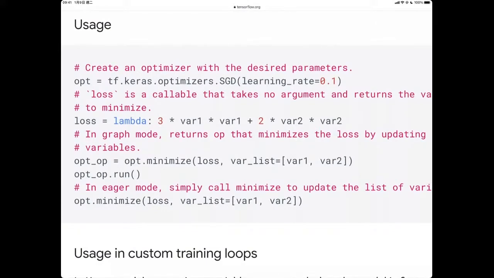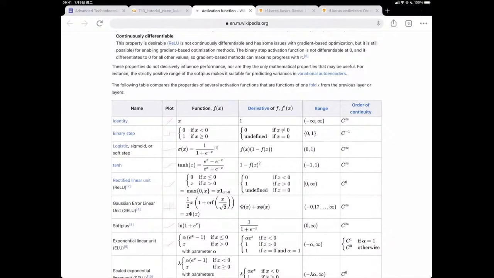OPT.minimize. In this example, the programmer defines their own loss function, LOSS equals lambda 3 and so on. The programmer does not use MSE or any other predefined loss function. So when we minimize this loss function, OPT.minimize loss, and when we say OPT operation run, that run means start to do the partial differentiation, trying to find the optimized weight W. But what strategy can we choose?